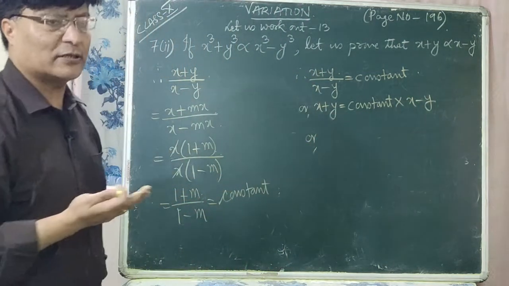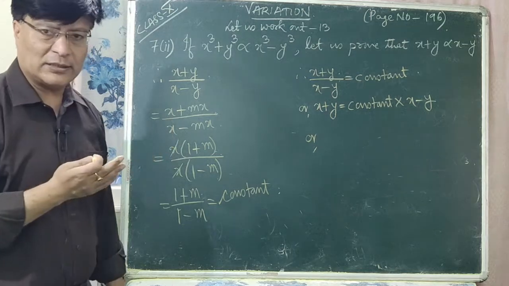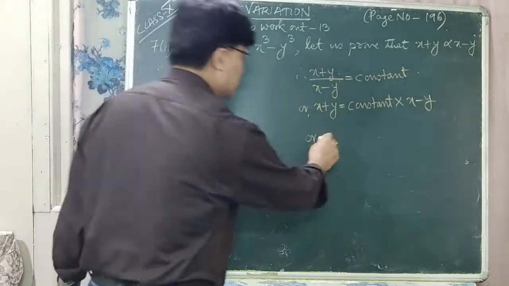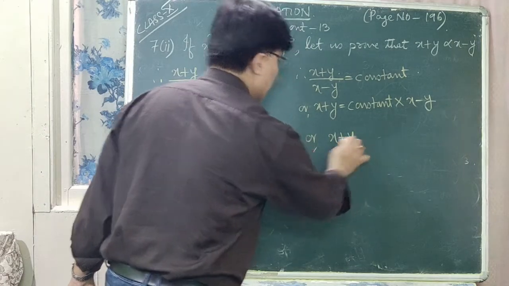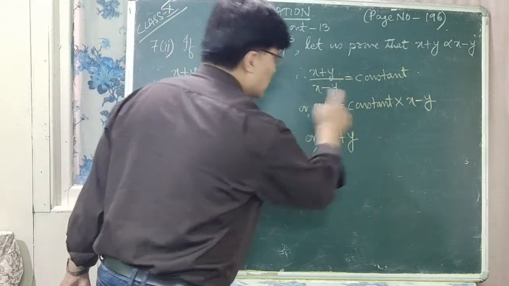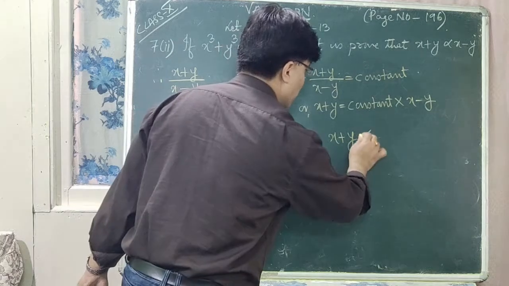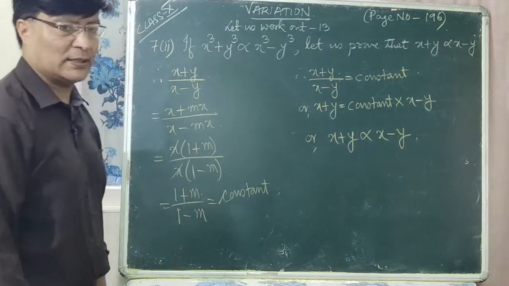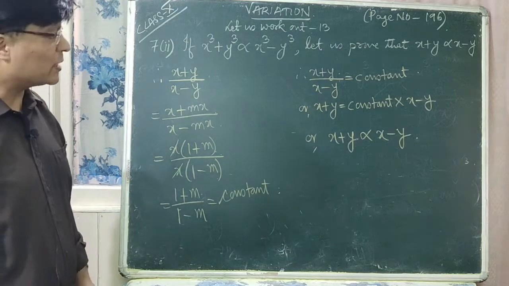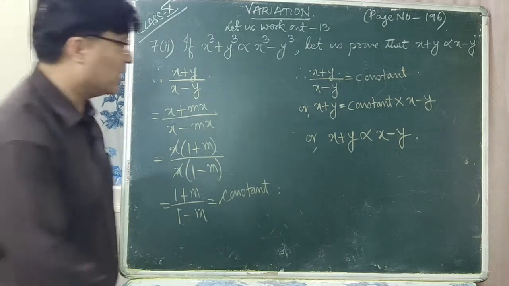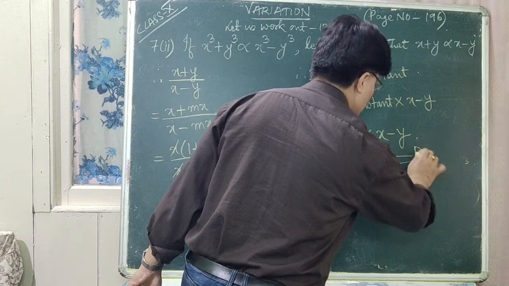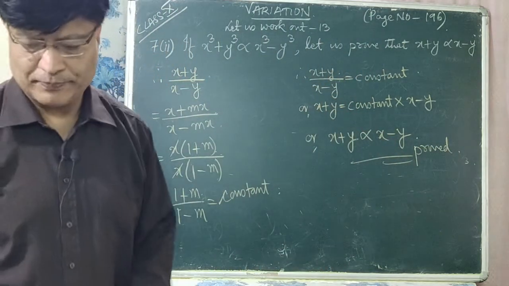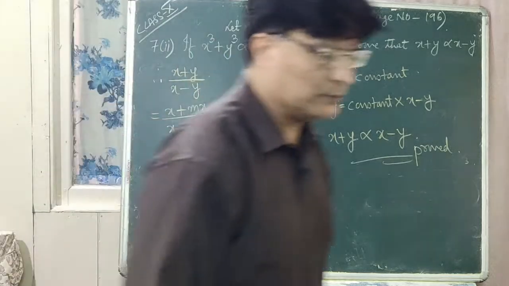So what is the method of writing is equal to constant? Is equal to constant can be replaced by proportional sign, that is x plus y. Now what do we do? This is equal to constant, we have to replace it with the proportional sign. Then you can write x minus y. So we have proved, x plus y is proportional to x minus y. So it is proved. So I think you have understood it. You can copy it. Now we'll do the next question.